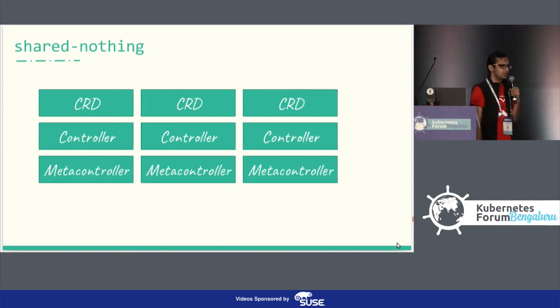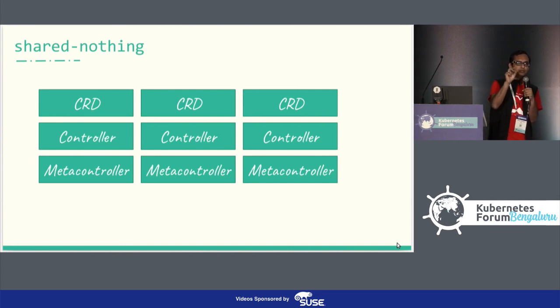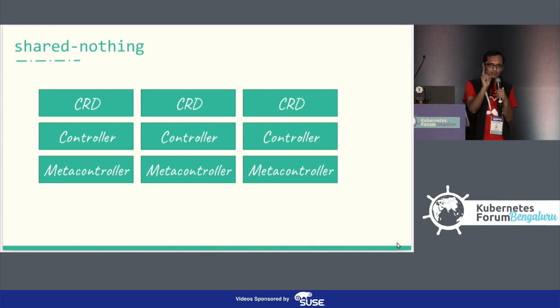The second model is a shared nothing model, where each controller is isolated. You have your own MetaController and your own controller, and then of course you have the CR. You can have everything wrapped in one container. So you can have one pod, one container, and that particular container will take care of the controller needs of your custom resource. It depends on you, how you want to build it.